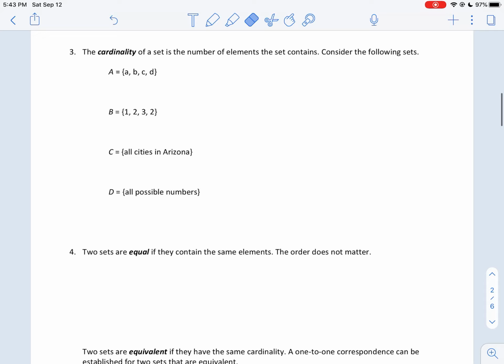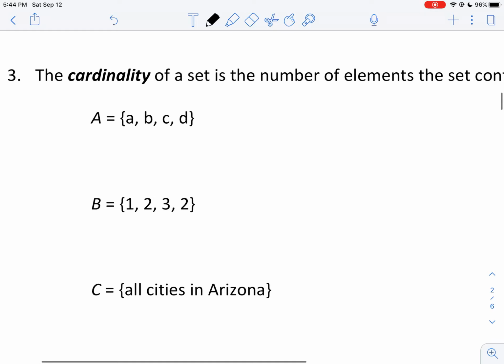Okay, let's go on to the next item, item 3. The cardinality of a set is the number of elements that the set contains. Very simple idea. Consider the following sets. To indicate that we're doing a cardinality, there's a few ways to do this. I've seen some people put the set in absolute value bars, which says what's the size of the set, which just means how many elements are there. There's 1, 2, 3, 4. So you would say the cardinality is 4.